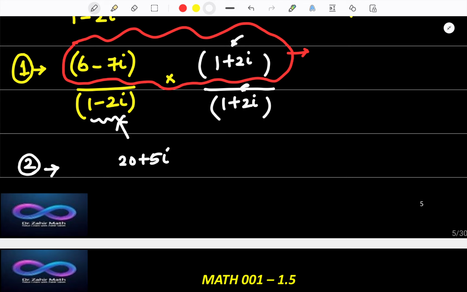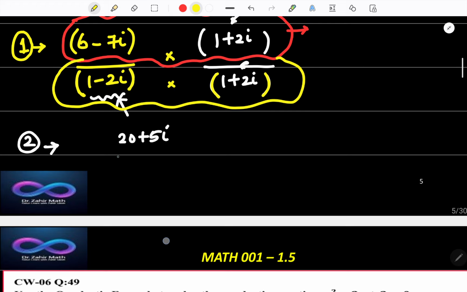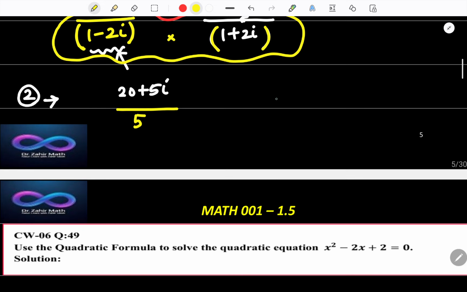AC means there is a button in the calculator, AC, green color. Now what you do? You just type in the calculator now, right? So 1 minus 2i multiply 1 plus 2i. Brackets very important. If you miss the bracket, you will get wrong answers. Keep in your mind. Brackets are very important. Press equal, you will get 5. Then step number 3.